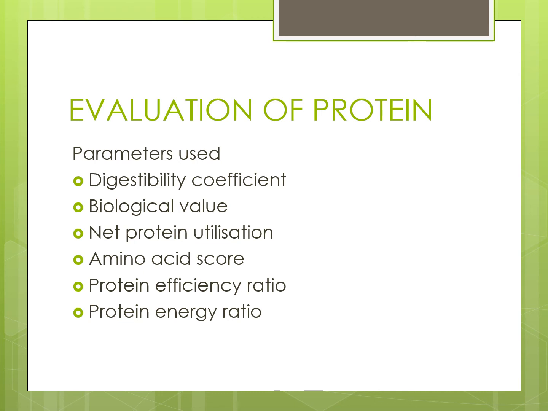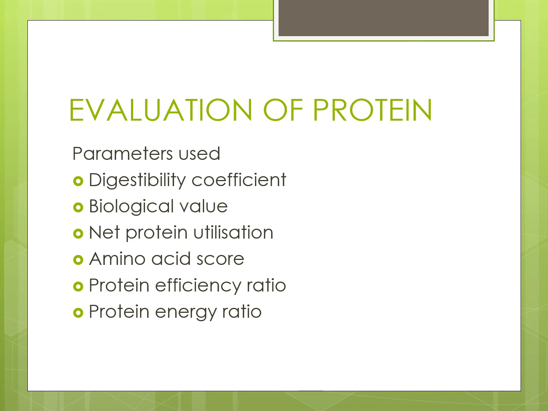Evaluation of protein. Parameters used for evaluating protein are digestibility coefficient, biological value, net protein utilization, amino acid score, protein efficiency ratio, and protein energy ratio. Digestibility coefficient is the percentage of ingested protein that is absorbed by the blood, that is ingested nitrogen minus the fecal excreta nitrogen.